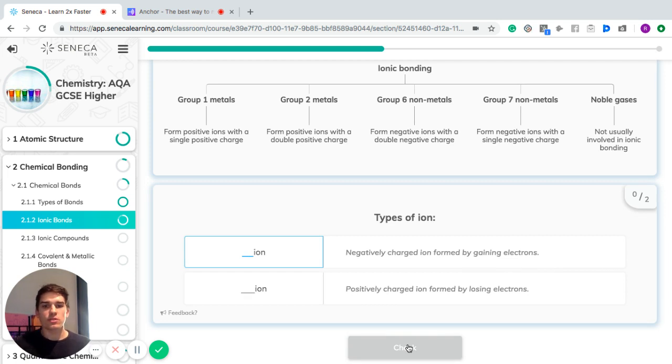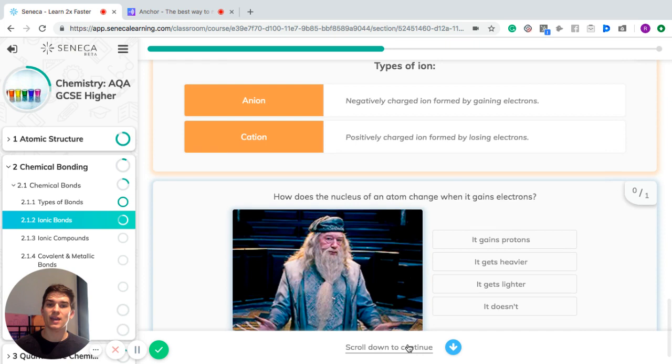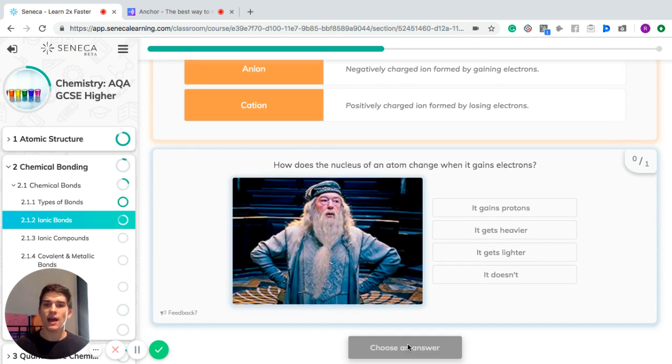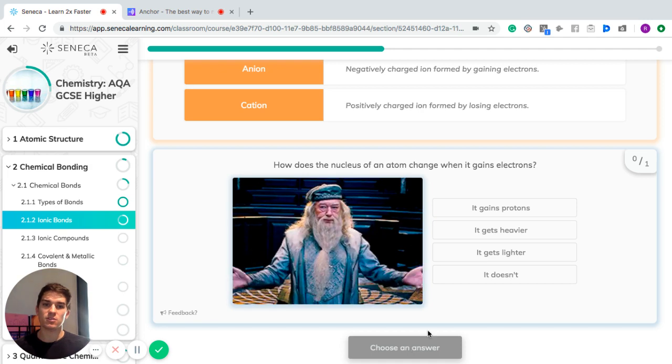So, those two types of ion again. Remember, the negatively charged ions formed by gaining electrons are called anions, and the positively charged ions formed by losing electrons are called cations.